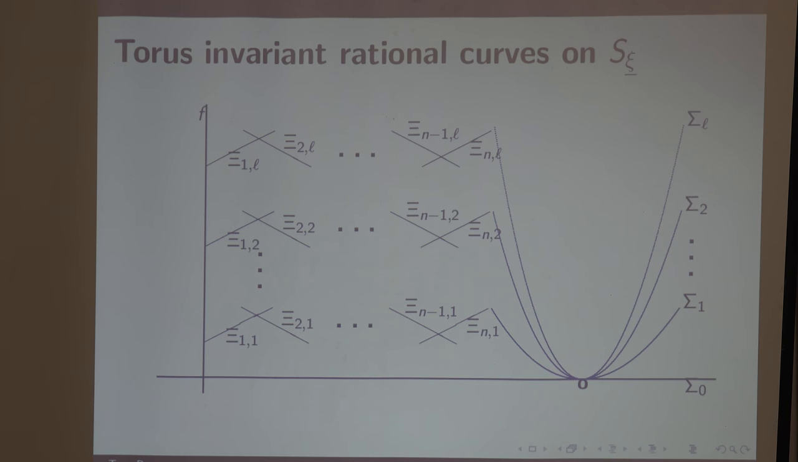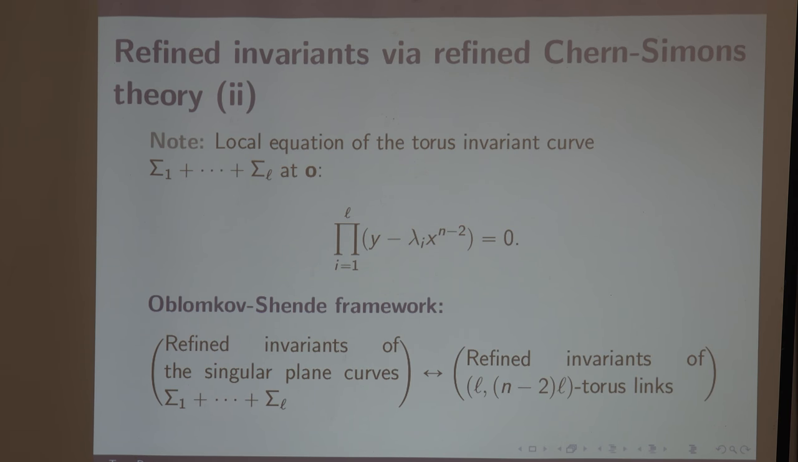It has a singularity here. You can look at the singularity. This is how it looks. It's given by a bunch of cusps, a bunch of generalized parabolas with a slope.